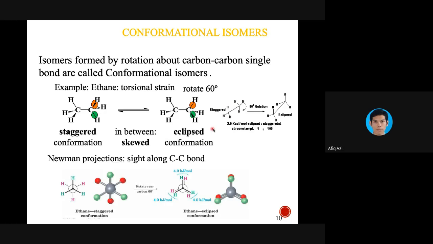This is the view from the side, at an angle. We look at it from the side, and this is called the Sawhorse projection. So what you see over here, this dot is the carbon, which is this one, and this dot is the carbon for this side.